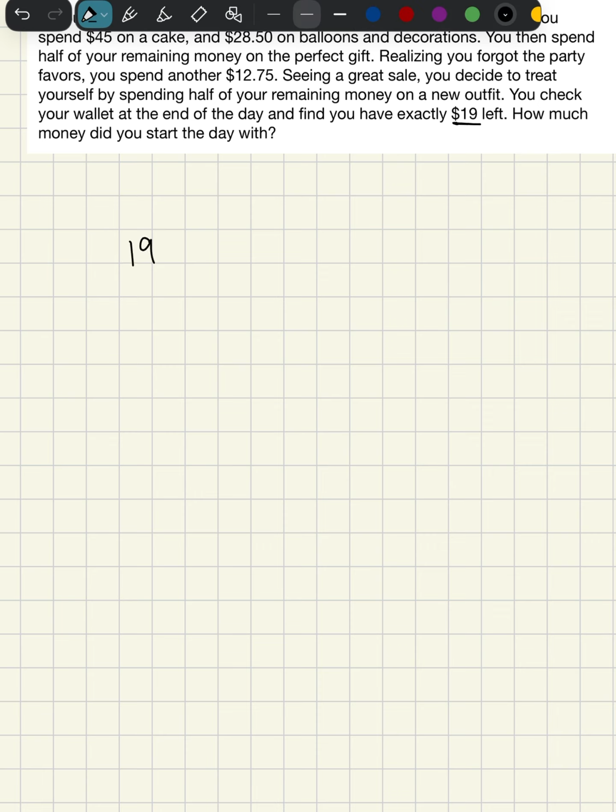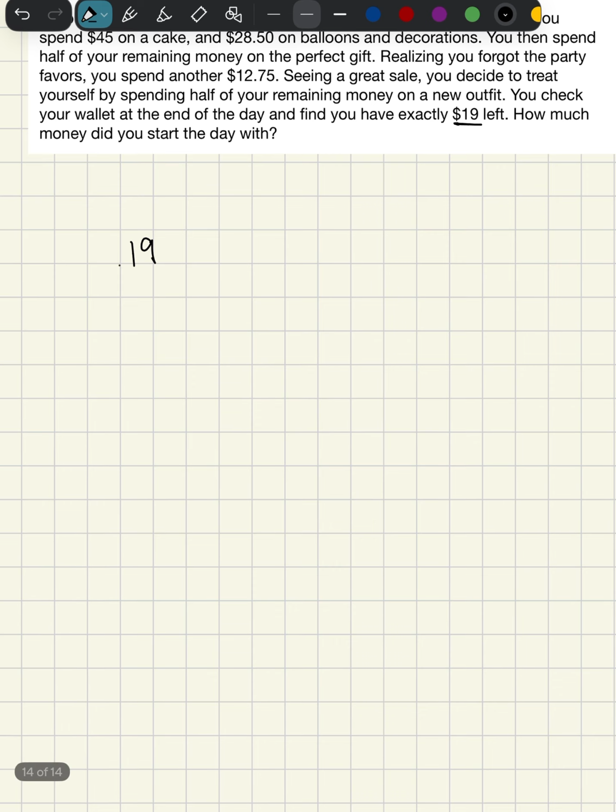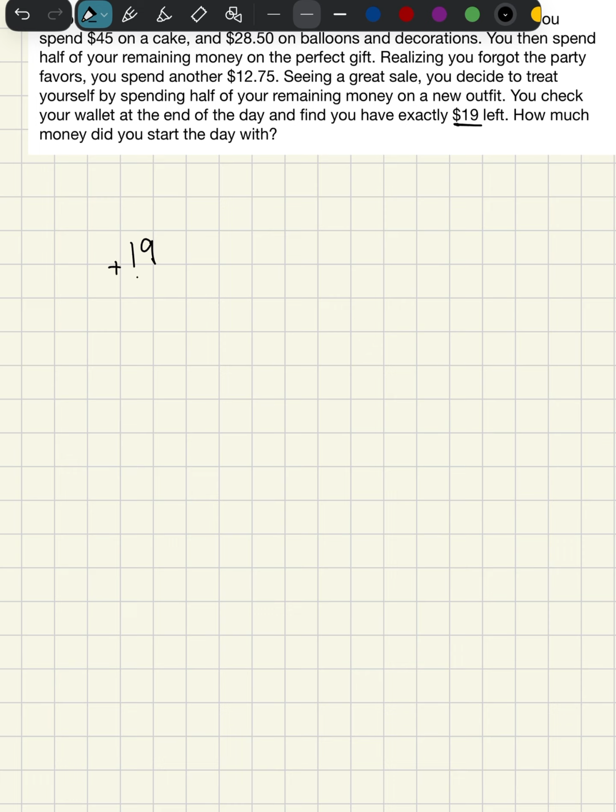So we have $19, and now we're going to figure out what the last transaction of our day was. It says we decided to treat ourselves by spending half of our remaining money on a new outfit. If we spent half of our remaining money, that means we have double what we had left. So we're going to add 19 back. And 19 plus 19 equals 38. And now we're going to take note of what that was for, which was for an outfit.